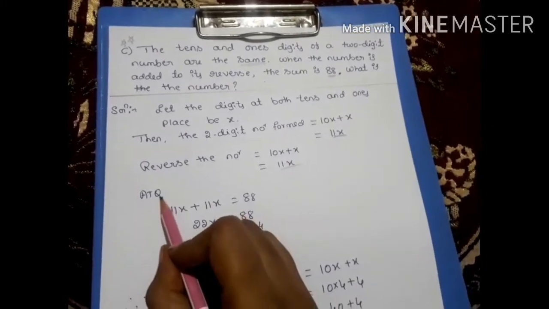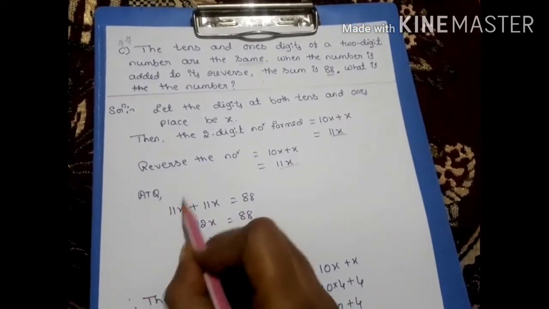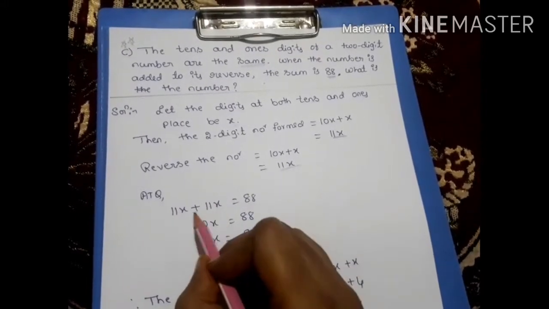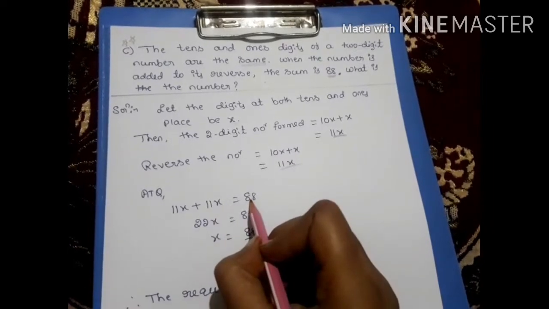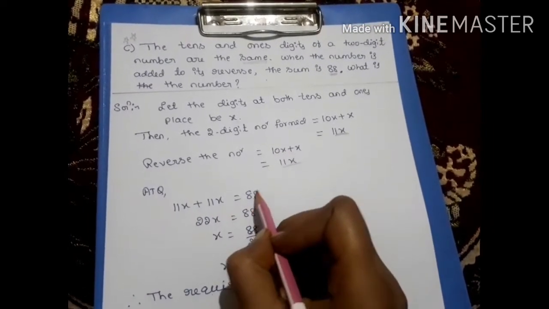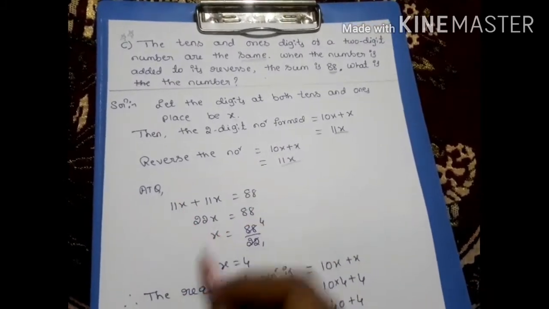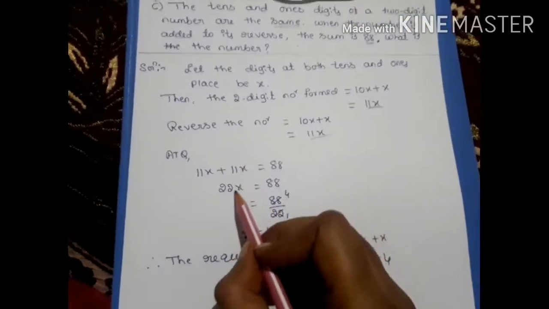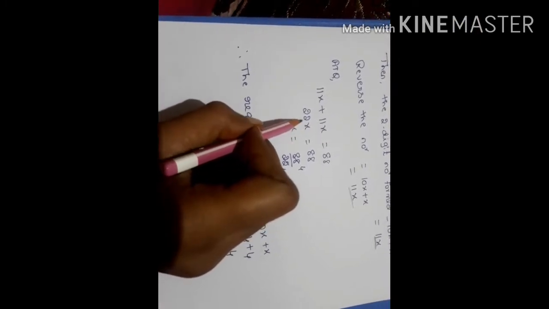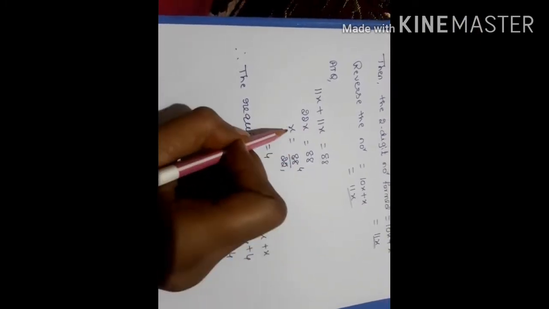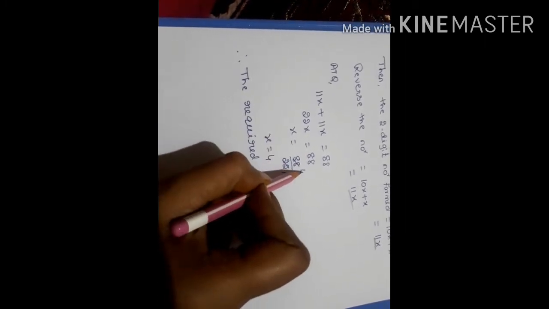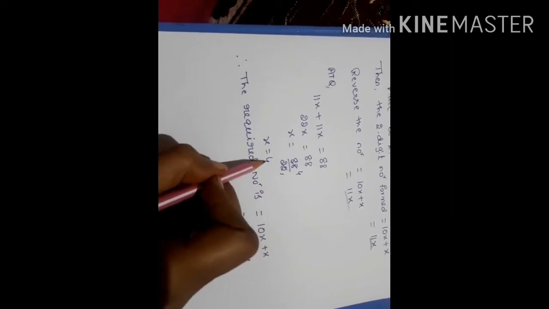Now, according to the question, the number added to its reverse is equal to 88. The sum, sum means plus, is equal to 88. 11x plus 11x is equal to 88. Now we got the linear equation. 11x plus 11x is 22x. 22x is equal to 88. x equals 88 divided by 22. 22 ones are 22, 22 fours are 88. The x value we got is 4.